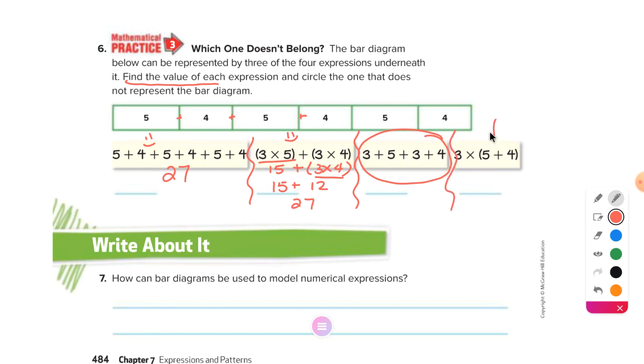This is kind of a weird one for us, but why does that work? Drake? Because you take 5 plus 4 times 3. Because there were 3 4s and 3 5s. That only works if it's the same. Yep, but there are 3 of each of those.